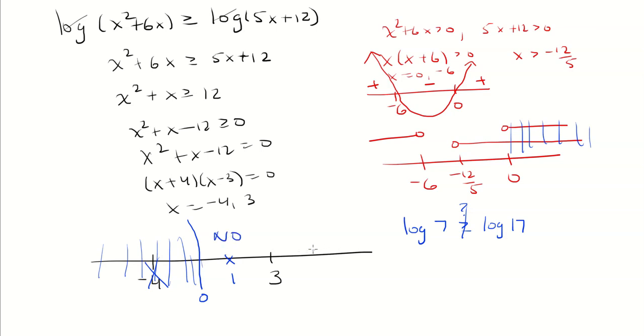Then we pick a number to the right of 3, let's say 4. We have log of 4 squared plus 6 times 4, that's 16 plus 24 is 40. Is that greater than or equal to log of 5 times 4 is 20 plus 12 is 32? Yes, that is true. So the final answer, we want x to be greater than or equal to 3. So it's basically everything over here.